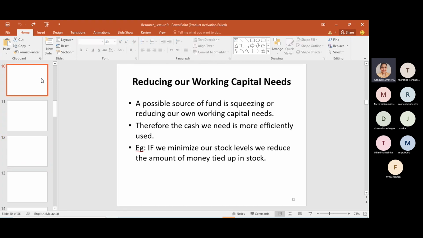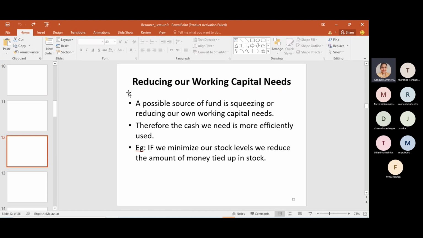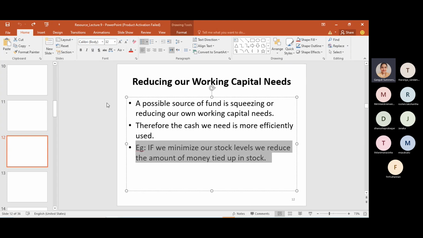This will help you to handle your working capital more effectively. So how can you reduce your working capital needs? For example, if we minimize our stock levels, we reduce the amount of money tied up in stock. This is an example of how you can reduce your working capital needs. If you minimize your stock levels, you reduce the amount of money tied up in stock.